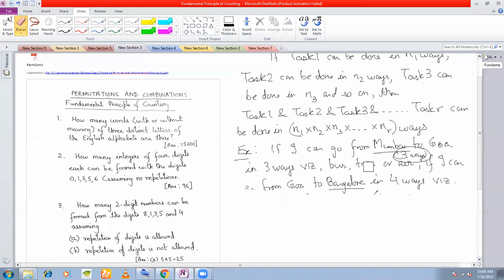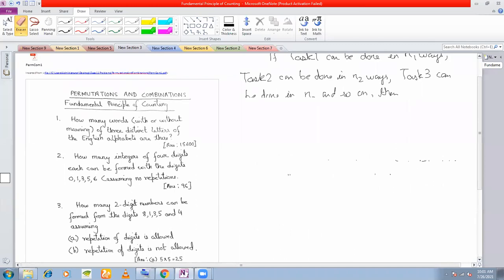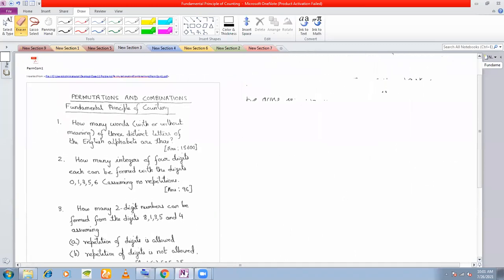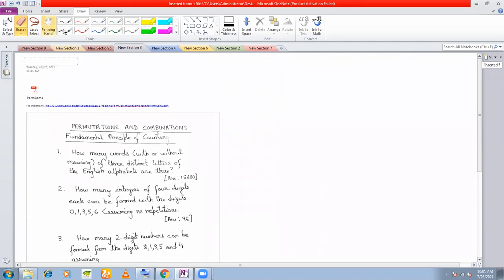If you read the first problem, it states how many words with or without meaning can be formed with 3 distinct letters of the English alphabet. How many alphabets are there in English? 26. Number of alphabets here is equal to 26, right? So now I have to form 3 letter words, right? 3 letters with or without meaning, right? It can be anything.